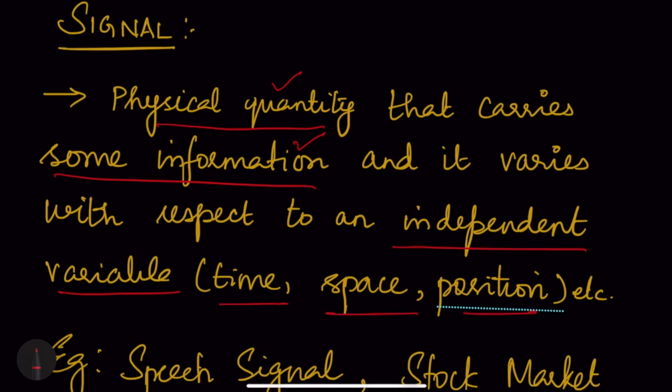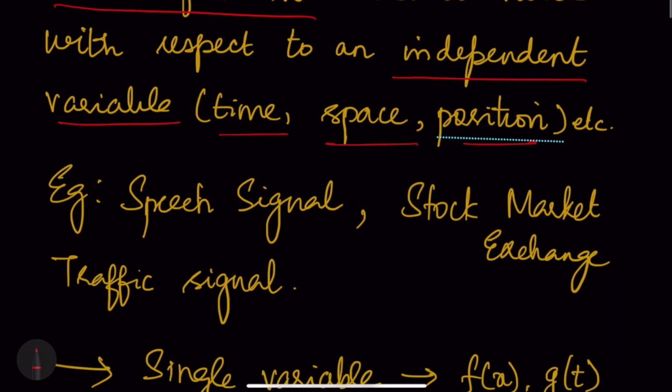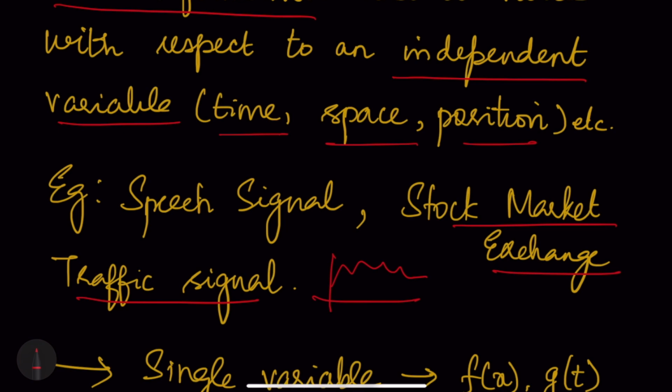Examples: a speech signal. For example, you are continuously speaking over a mobile phone, so this is how you will have a speech signal. Or otherwise a traffic signal which I have explained in the example, or a stock market exchange where we regularly monitor what is happening to the stock market values. All these give us some information and that information varies with respect to an independent variable.